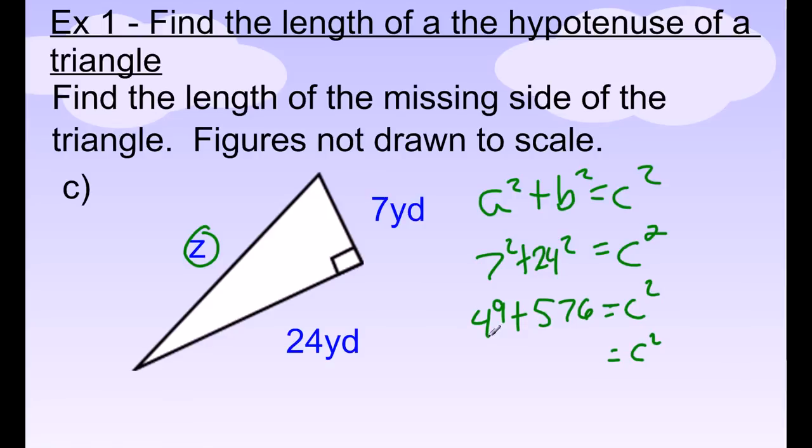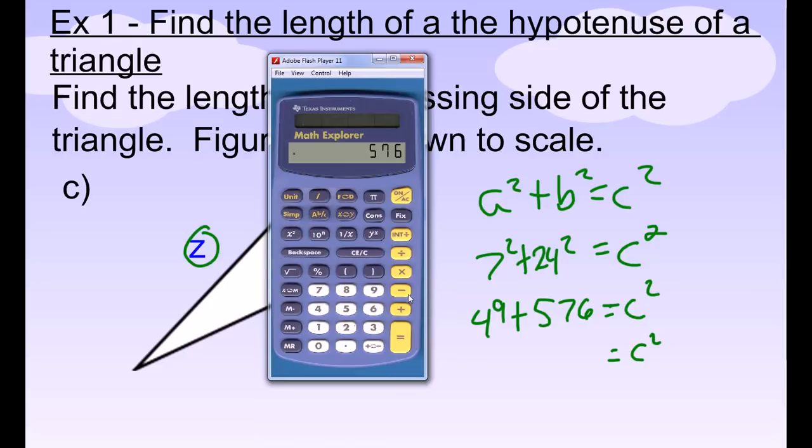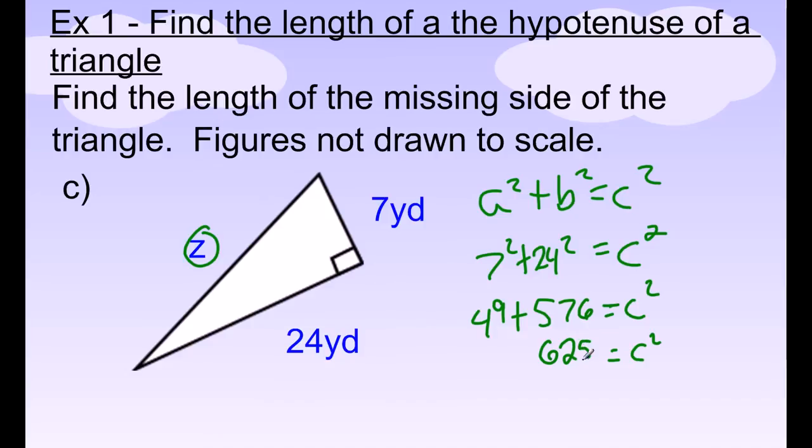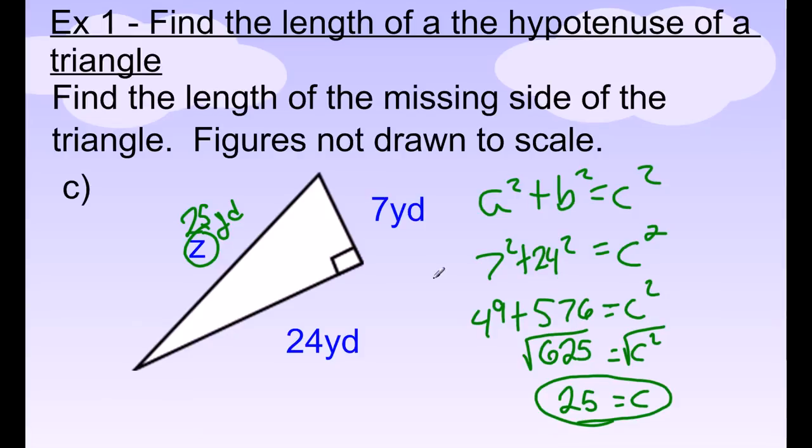Alright, so I'm going to add these together. 576 plus 49 equals 625. I remember that one. If I take the square root of each side, which is what I'm going to do, because it's what we need to do to get this variable by itself, I'm going to get c equals 25. So the length here is 25 yards from this point to that point. That is the distance.